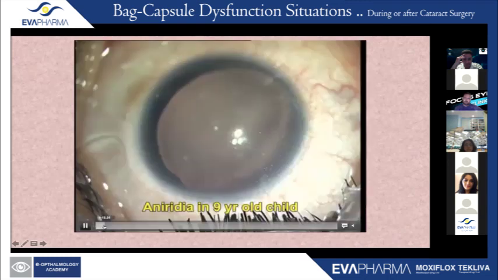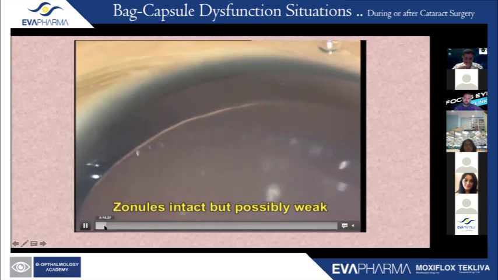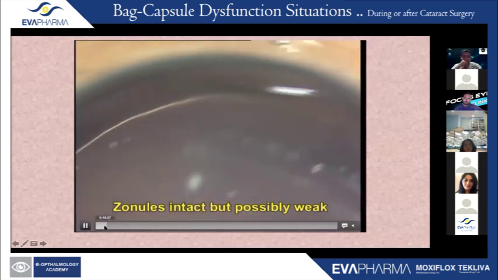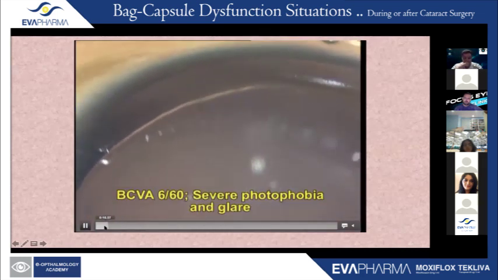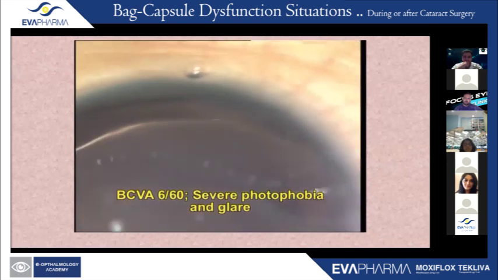This was a child with aniridia. She's 9 years old. She was at the time of surgery. Zonules were intact but possibly weak. She had severe photophobia and glare, and the best corrected visual acuity was 6/60.